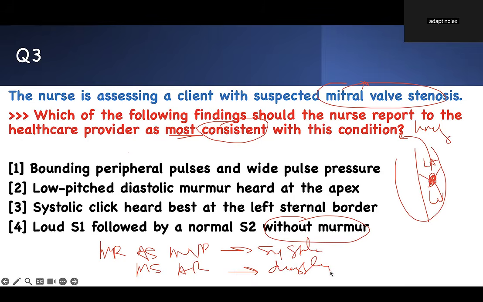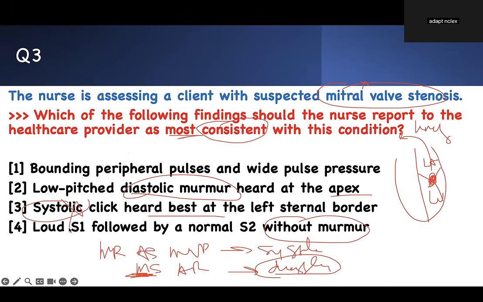What is that? Mitral valve stenosis is this. Mitral valve stenosis supposed to have a diastole, what? Heart murmur. And I see diastole, I may take it. Systolic click, I don't know what this means. Test-taking strategy, common sense, right? Best heard at the left sternum border. I don't know what it means, but I know based on my mnemonic, mitral stenosis is supposed to give you what? Diastolic heart murmur. I see a systolic, I'm not picking it.